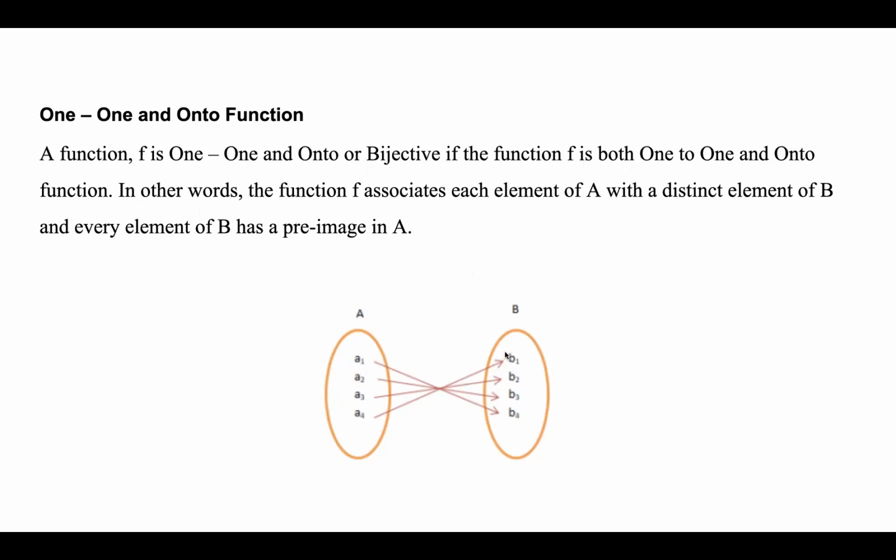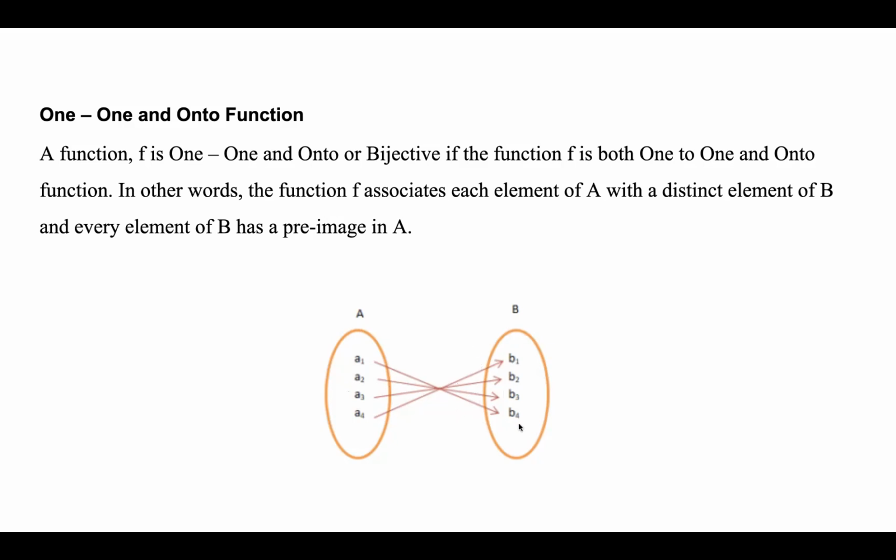Onto function, how is it? Every element of B has a pre-image in A. Means every element of B is assigned with the help of an element of A. All elements of B are covered: B1, B2, B3, B4. So it is an onto function.